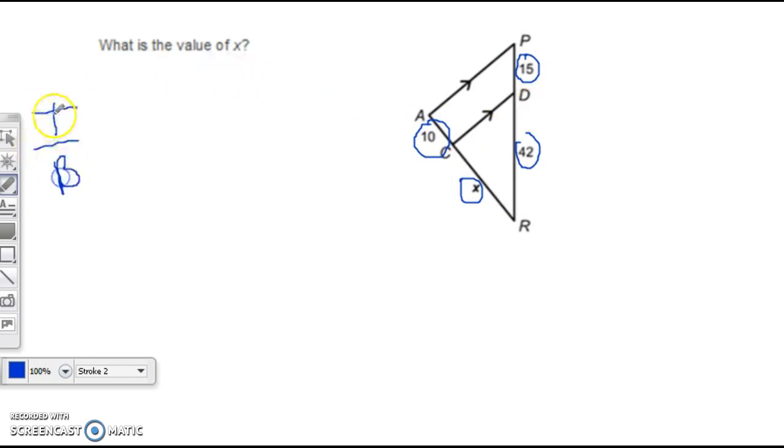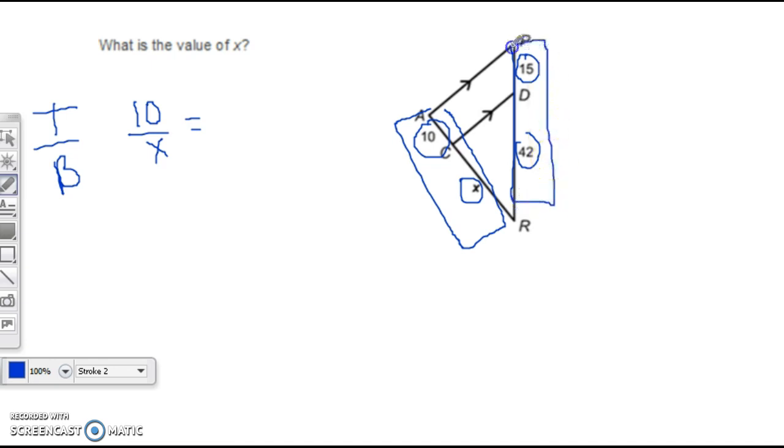So that's how I'm going to set up my fraction. I'm going to do top over bottom. So 10 over x, that comes from this side, equals 15 over 42, which is from the other side. And then you'd still cross multiply to solve.